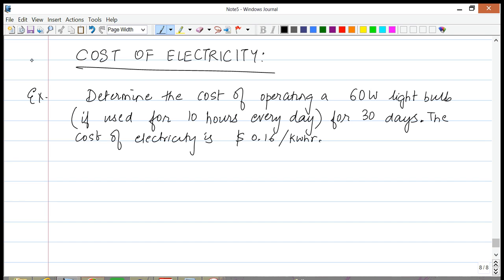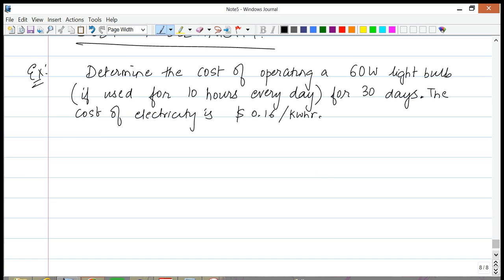Okay, so in this video we're going to figure out the cost of electricity. Okay, the cost of operating a 60-watt light bulb if you use it 10 hours every day for 30 days, and the cost of electricity is given as 0.16 per kilowatt hour. So before we move on, let's understand what this is. What is this kilowatt hour?